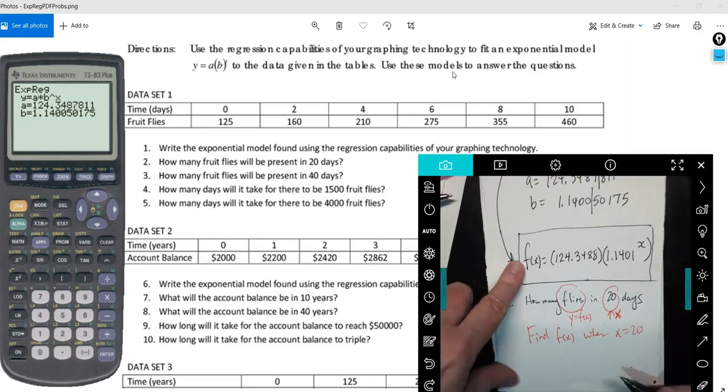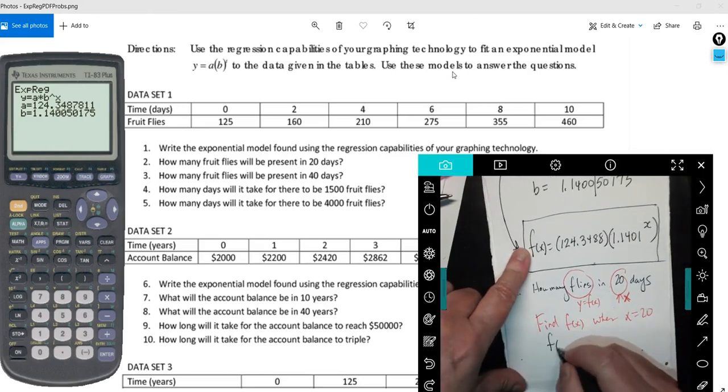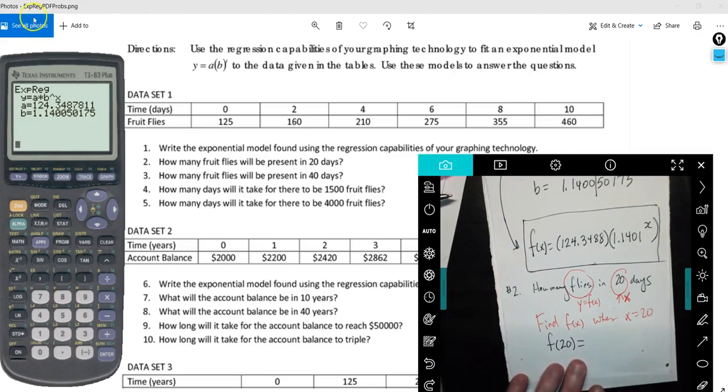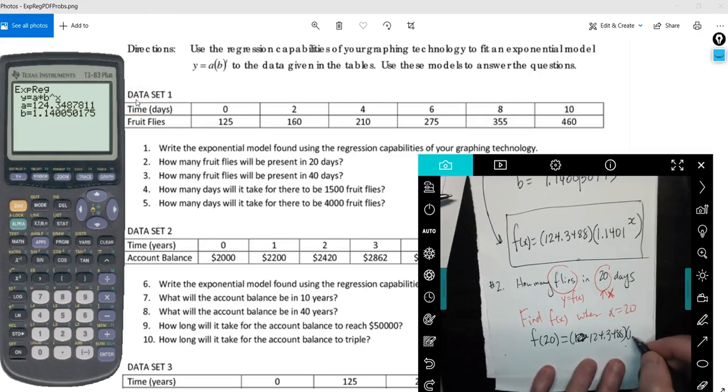And so we use our formula. I'm going to find f evaluated at 20. And so I'm going to do that here. It's going to be 124.3488 times 1.1401 to the 20th power. And that's what I'm going to do here.